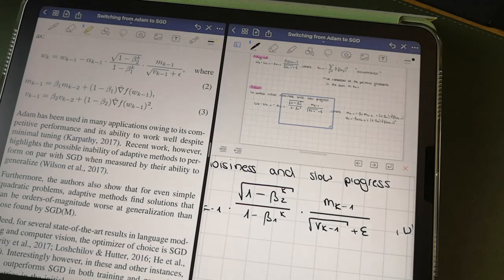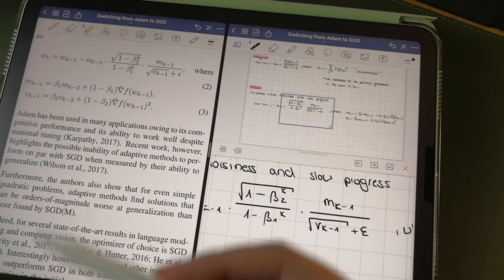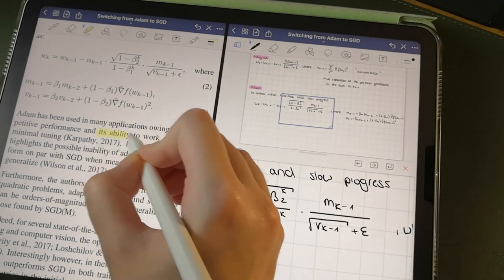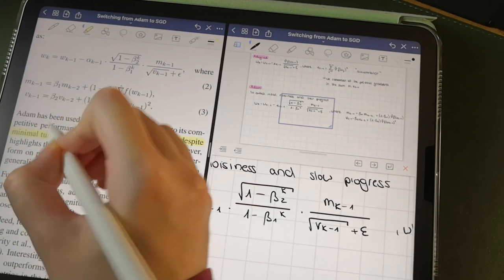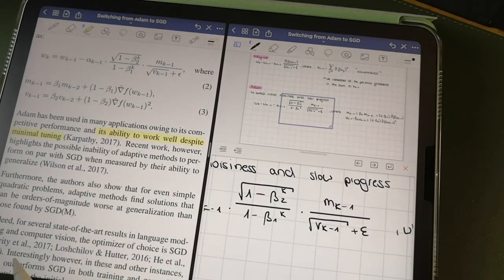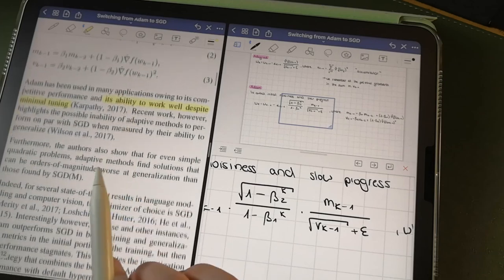Adam has been used in many applications owing to its competitive performance and its ability to work well despite minimal tuning. Recent work, however, highlights the possible inability of adaptive methods to perform on par with SGD when measured by their ability to generalize.